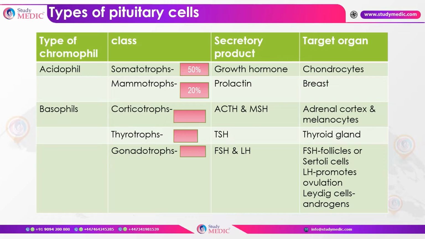Coming to basophils, which secrete ACTH and MSH, TSH and FSH and LH. So corticotrophs make up about 10%. Thyrotrophs, which target the thyroid, it's a comparatively smaller tissue, so only 5%. And gonadotrophs, targeting the gonads, they make up about 20%. Another very important slide because this is a frequently asked question nowadays.